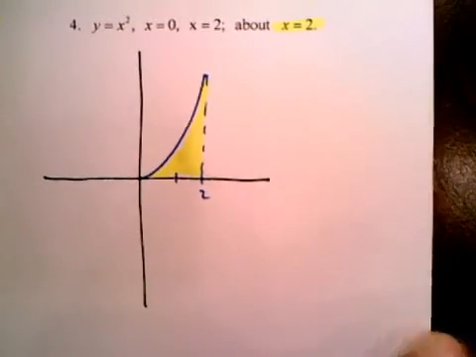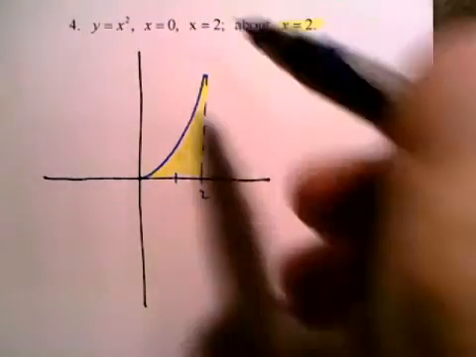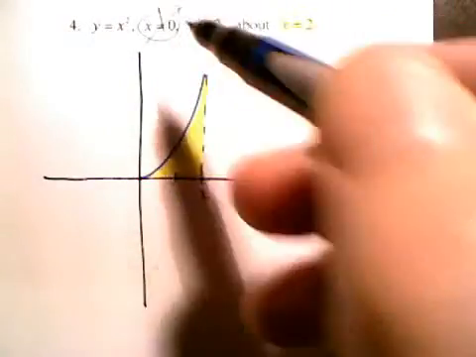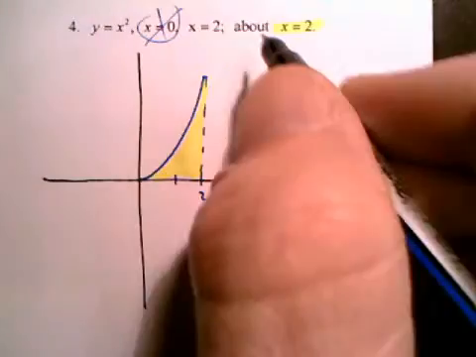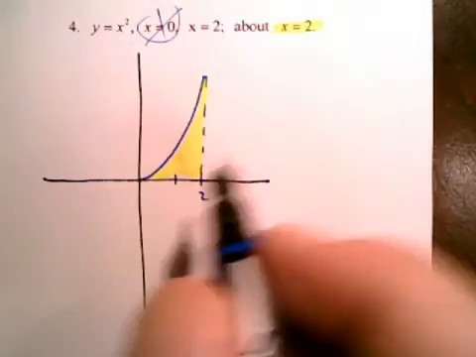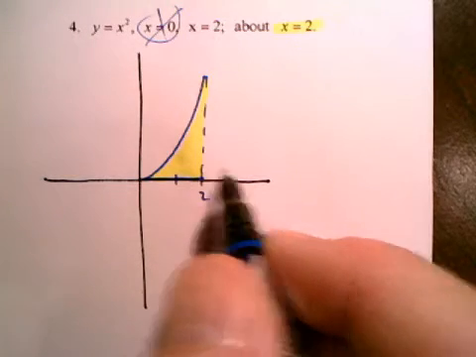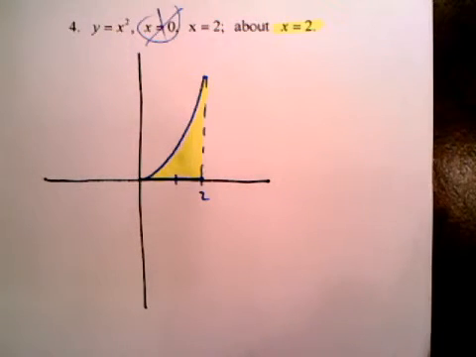Last one. Number 4. Y equals x squared, x equals 0, x equals 2. You don't even need that x equals 0. Why I bothered putting that there. About the line, you know what, I should have written y equals 0, so my bad on that. Same with that other one. Anyway, we're rotating this region about the line x equals 2, and so we draw our horizontal rectangle.